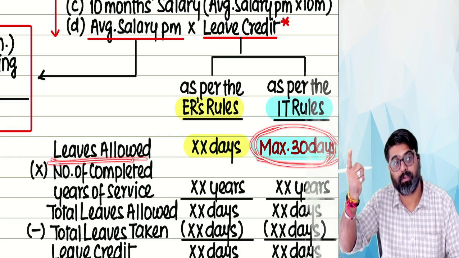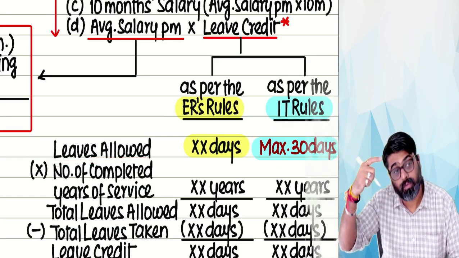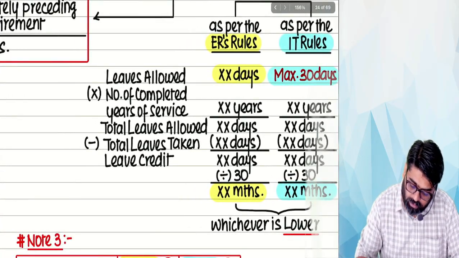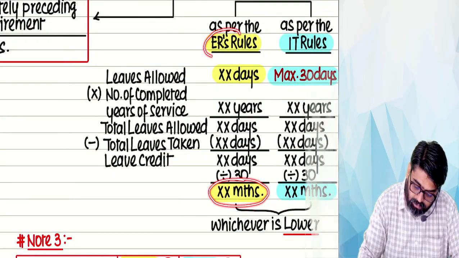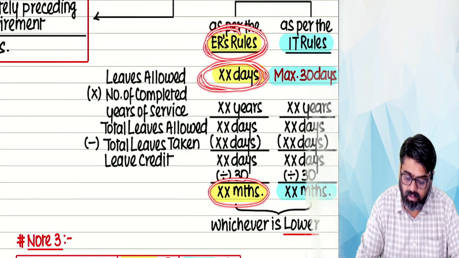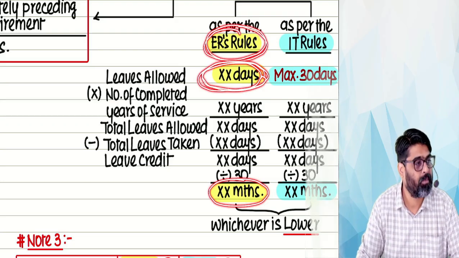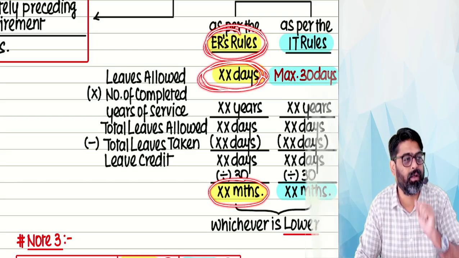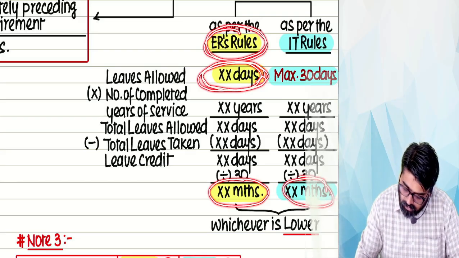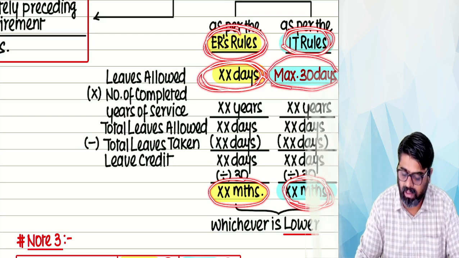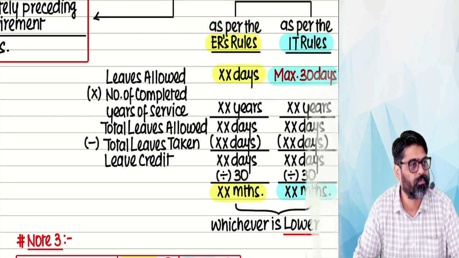Now, for the purpose of exemption, what did I say? For the purpose of exemption, now what are you supposed to do? You're supposed to calculate the leave credit as per the employer's rule, meaning as per the number of days of leave allowed by the employer. And now you are again going to calculate one more leave credit. This leave credit you are going to calculate as per IT rules, which say a maximum of 30 days should be allowed. Yes or no?